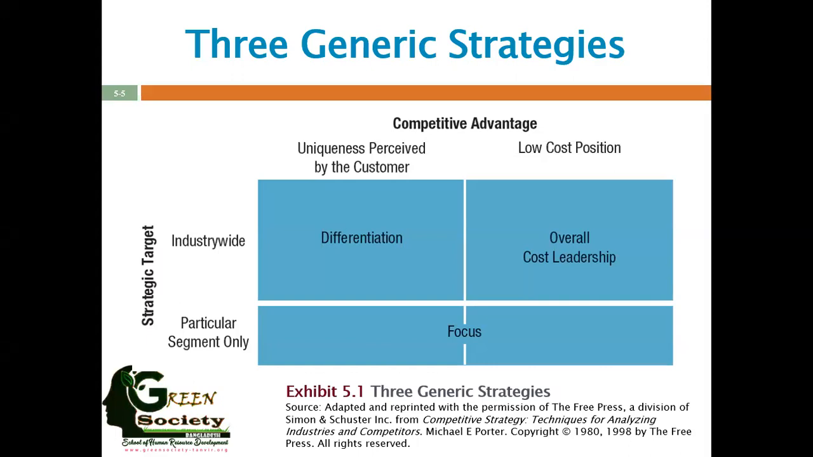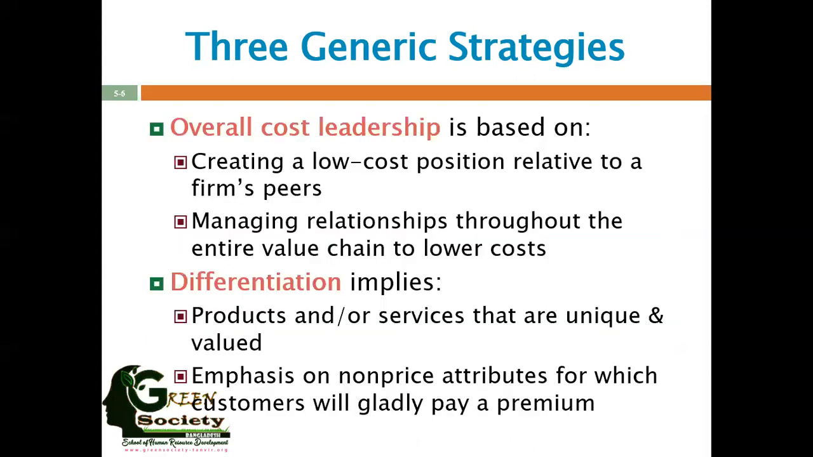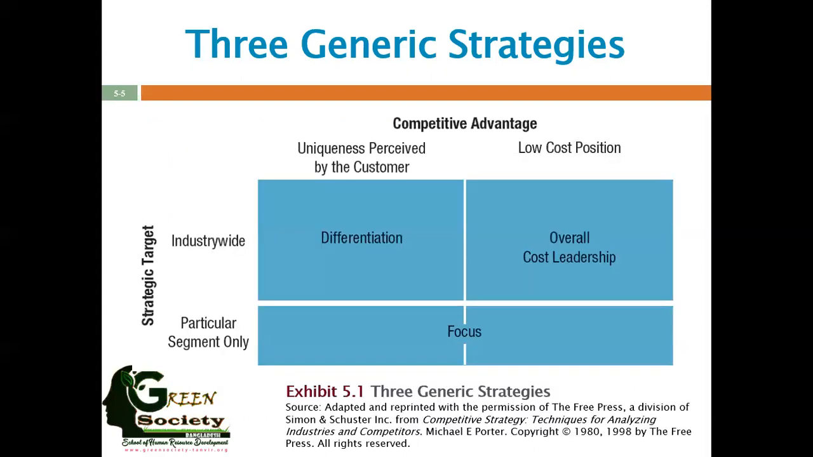Overall cost leadership. And if you just try to cover only Chittagong and Dhaka, focus strategy. If you just want to cover all the girls because you are providing pickle, focus. So three generic strategies, really brilliant. Simply, you can find out the answer from this table.